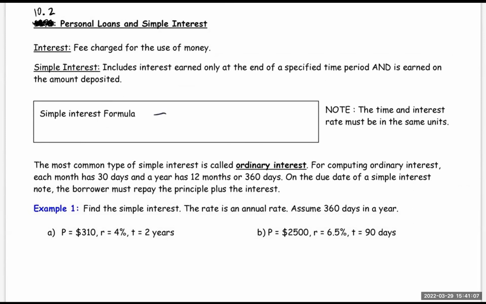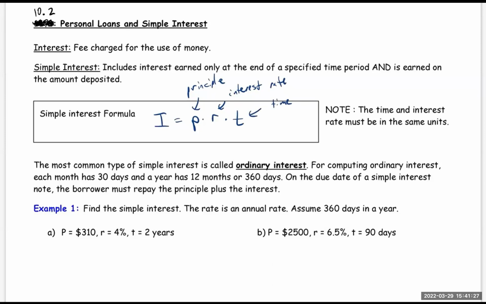All right, so here's a formula for interest. Interest is equal to the principal amount that you borrow times the interest rate times time. So once again, that's the principal amount, the amount that you borrow, the interest rate, and the time that you borrow it for.